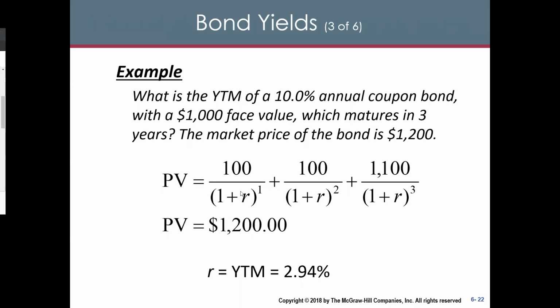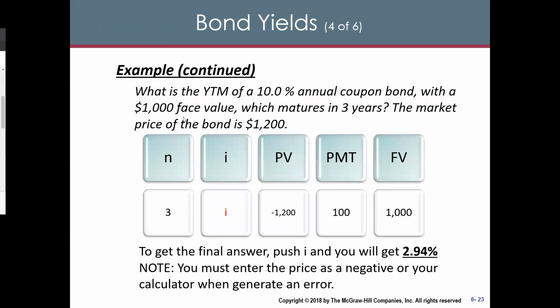Okay, it's not possible to do it by hand, at least I cannot do it, but with the help of a financial calculator, it's very easy. In the financial calculator, you input the number of payments, 3 payments. Interest is what you need to calculate. You don't know. Present value is the current market price of it.